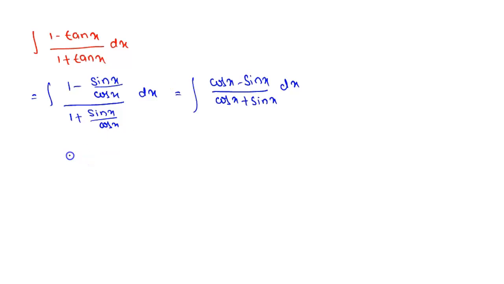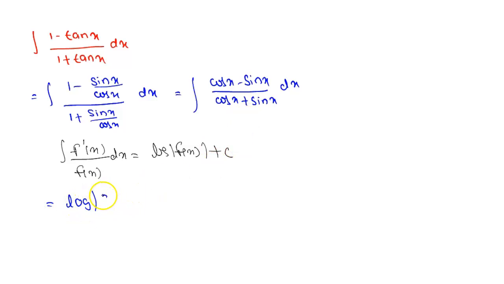Here we have one formula: integration of f dash of x by f of x dx is equal to log mod f of x plus c. This is the formula. So here if you take f of x as what is there in the denominator, we get the numerator as the derivative. So here our answer is log mod denominator. What is our denominator? Sin x plus cos x plus c.